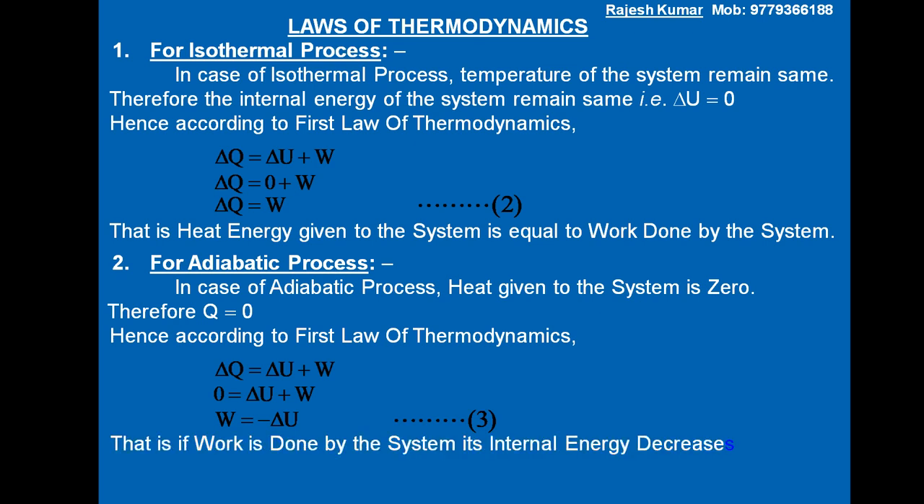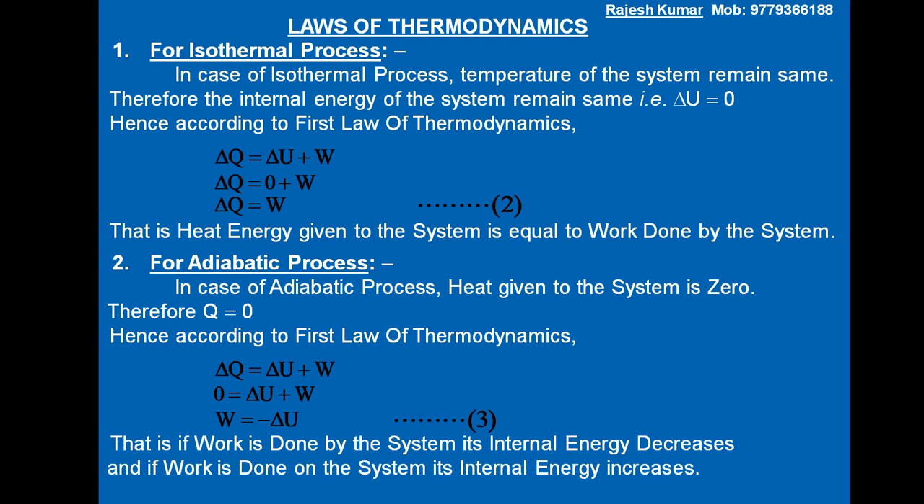That is, if work is done by the system, that is W is positive, then its internal energy decreases, that is delta U will be negative. And if work is done on the system, that is W is negative, then delta U is positive, that is internal energy increases. So this is the first law of thermodynamics for adiabatic process.